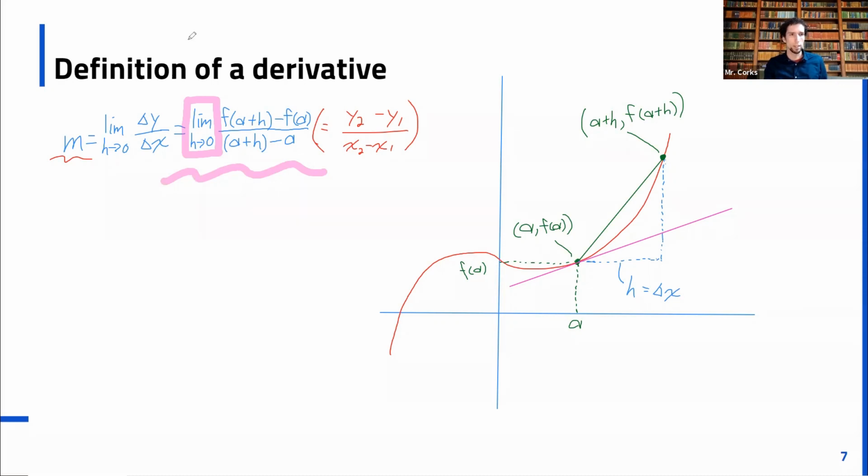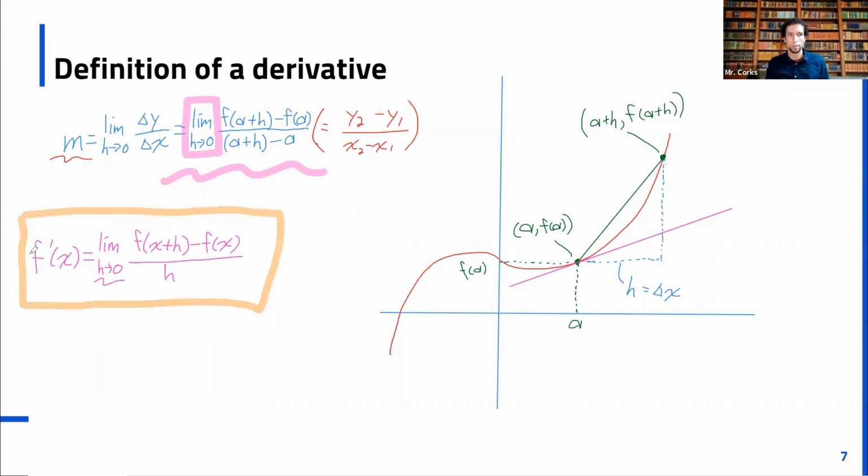If we want to rewrite this in a slightly more general way, then we would write it like this. f prime of x, that's our derivative, is equal to the limit as h approaches zero of, instead of f of a particular value, let's just say a general x, f of x plus h minus f of x over, and we would have x plus h minus x. So let's just simplify that and write it as h. So on the top, we have y2 minus y1. And on the bottom, again, h is just delta x. So it's still delta y over delta x, and we've added this limit thing in front here. So this form is our general definition of a derivative.